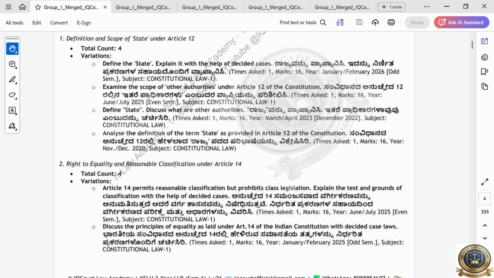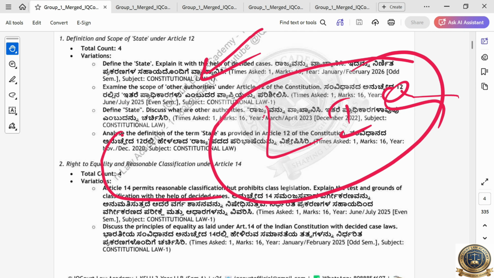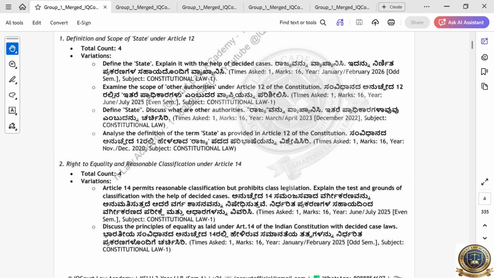Okay, Article 12. Examine the scope of other authorities. Other authorities means LIC, banks, so many things are there. All are also part of State. They all come under the definition of State. That is what you have to explain.